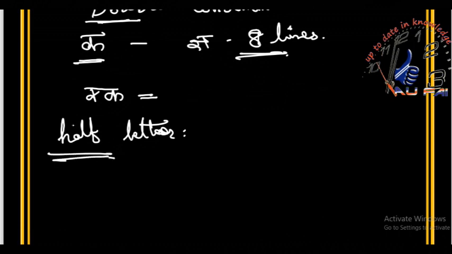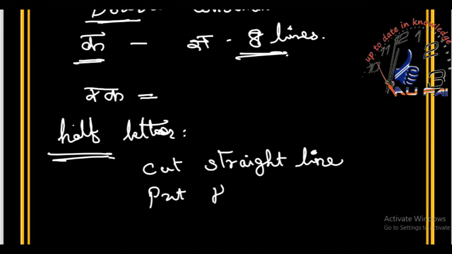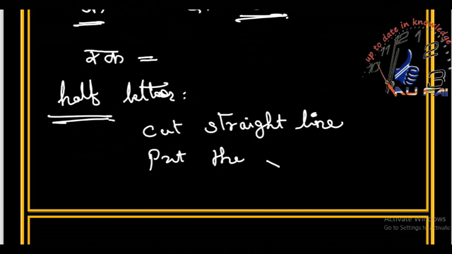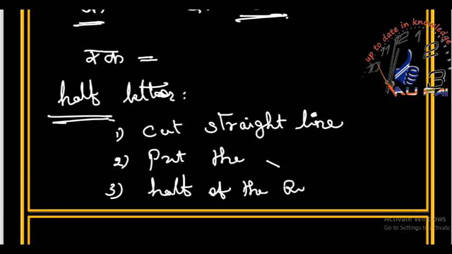First one is cut the straight line. Second one is put the slanting line, this or this, the opposite slanting line like that. And third one: the first one cut the straight line, the second one put the slanting line, the third one write half part of the right side. This also is a half letter.